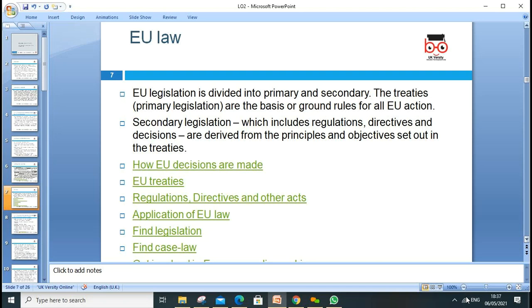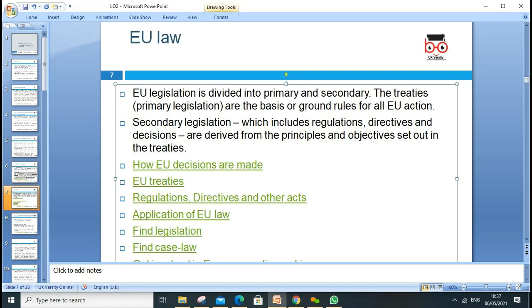EU laws, EU legislation, is divided into two: primary and secondary. The treaties are primary legislation, and they are the ground rules for all EU actions. The secondary legislation, which includes regulations, directives, and decisions, is derived from the principles and objectives set out in the treaty. How are EU decisions made?